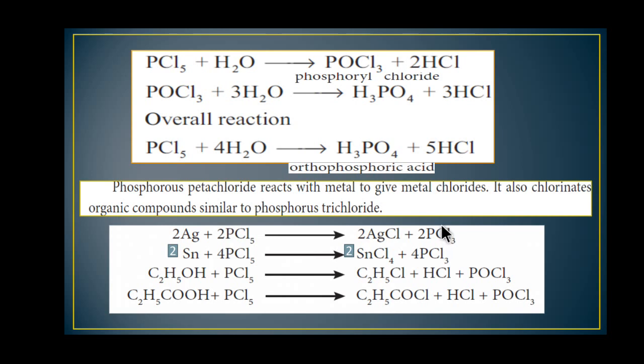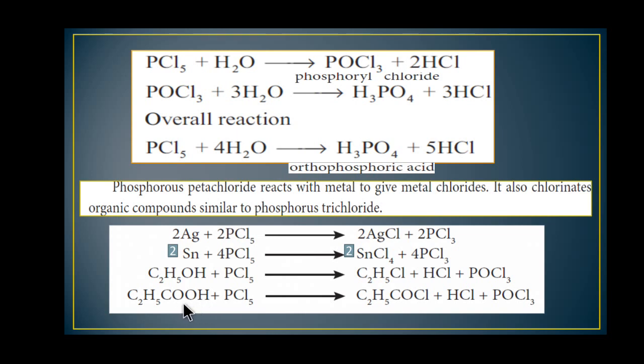And excess PCl3. When tin reacts with PCl5, it gives the product tin chloride and excess PCl3. When alcohol reacts with PCl5, the hydroxy group of the alcohol is replaced by Cl. Is it clear? The hydroxy group is replaced by chloride. So what is the product? Ethyl chloride is the product.